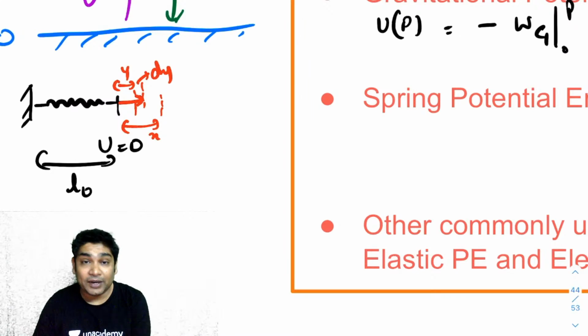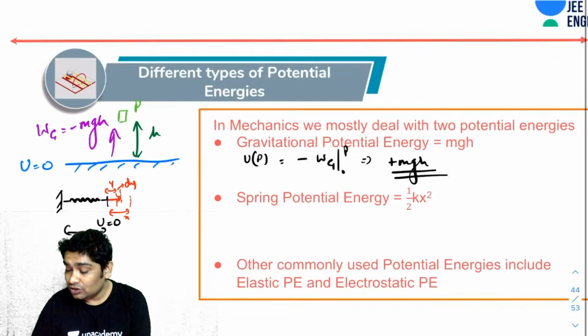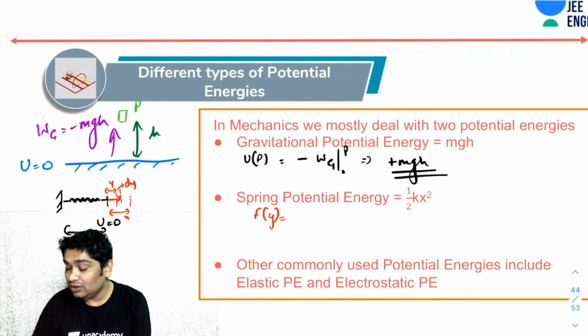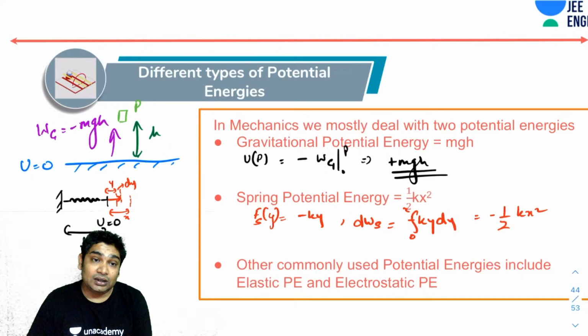At this point, the spring force at y is minus ky. So dW, work done by spring force, would be minus ky dy. You integrate that from 0 to x, you will get minus half kx squared. Now, even if you are compressing, the answer would be the same because the force and the displacement would be in the opposite directions.